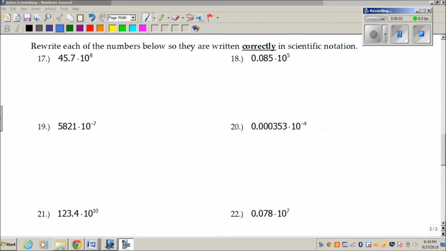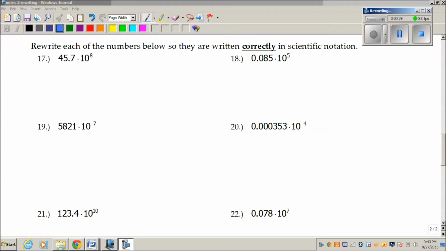Okay, now let's turn to page 4 and take a look at the exercises here. We're going to use what we've learned about scientific notation and what we already know about the exponent rules to rewrite these numbers. These numbers are not written correctly in scientific notation. The coefficients are either too big or too small. So we're going to rewrite these so that they're written correctly in scientific notation.